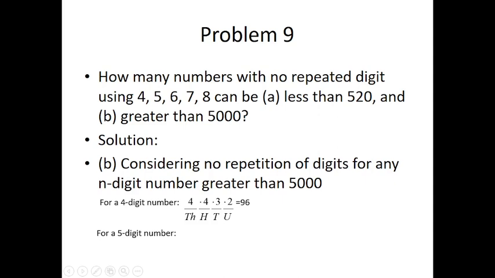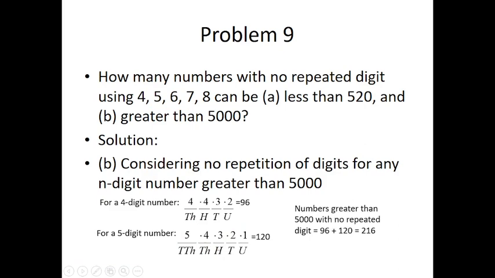How about 5-digit number? Sa 5-digit number, kahit alin dyan pwede, kasi automatic greater than 5,000 pag 5-digit number. So, therefore, 10,000s place, pwedeng 4, 5, 6, 7, 8. So, I have 5 options. For the thousands place, because no repetition of digits, 4. For the hundreds, 3. For the tens, 2. For the units, 1. And we get 120. And our answer is 216. We just add 96 and 120.